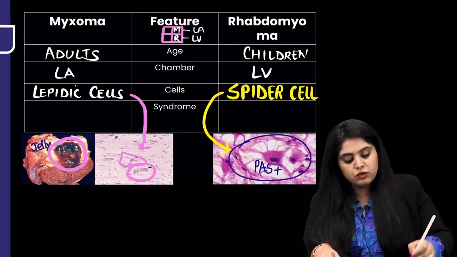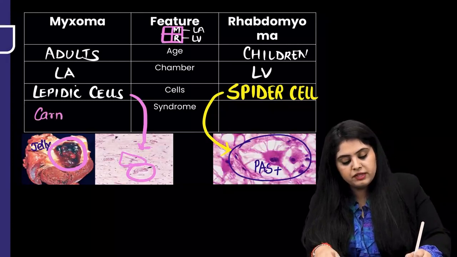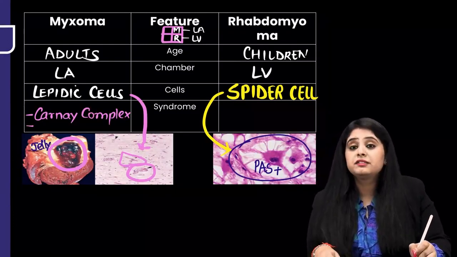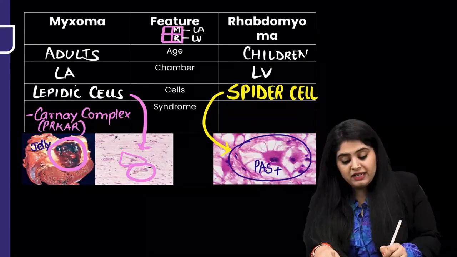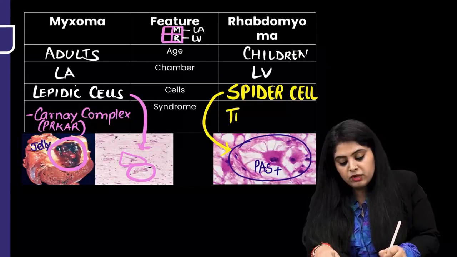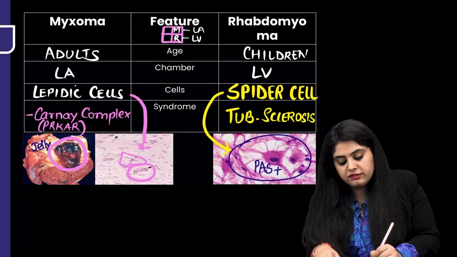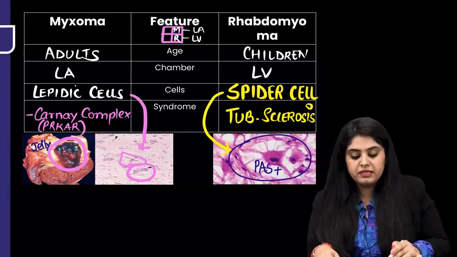Lastly, coming to their syndrome. So please remember, myxoma is associated with Carney complex. Myxoma is associated with Carney complex. Carney complex is a very important mutation, that is PRKAR mutation. So Carney is complex, whereas for rhabdomyoma everything is important. It is associated with tuberous sclerosis. Rhabdomyoma, tuberous sclerosis.